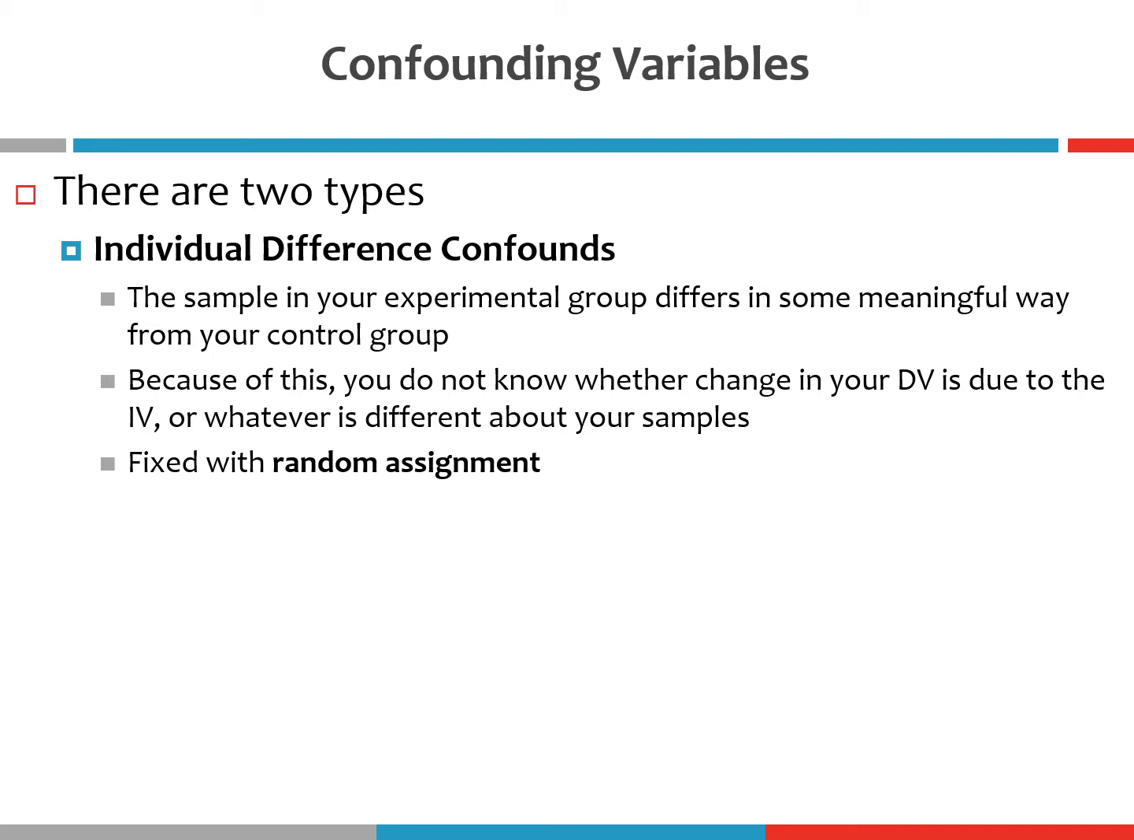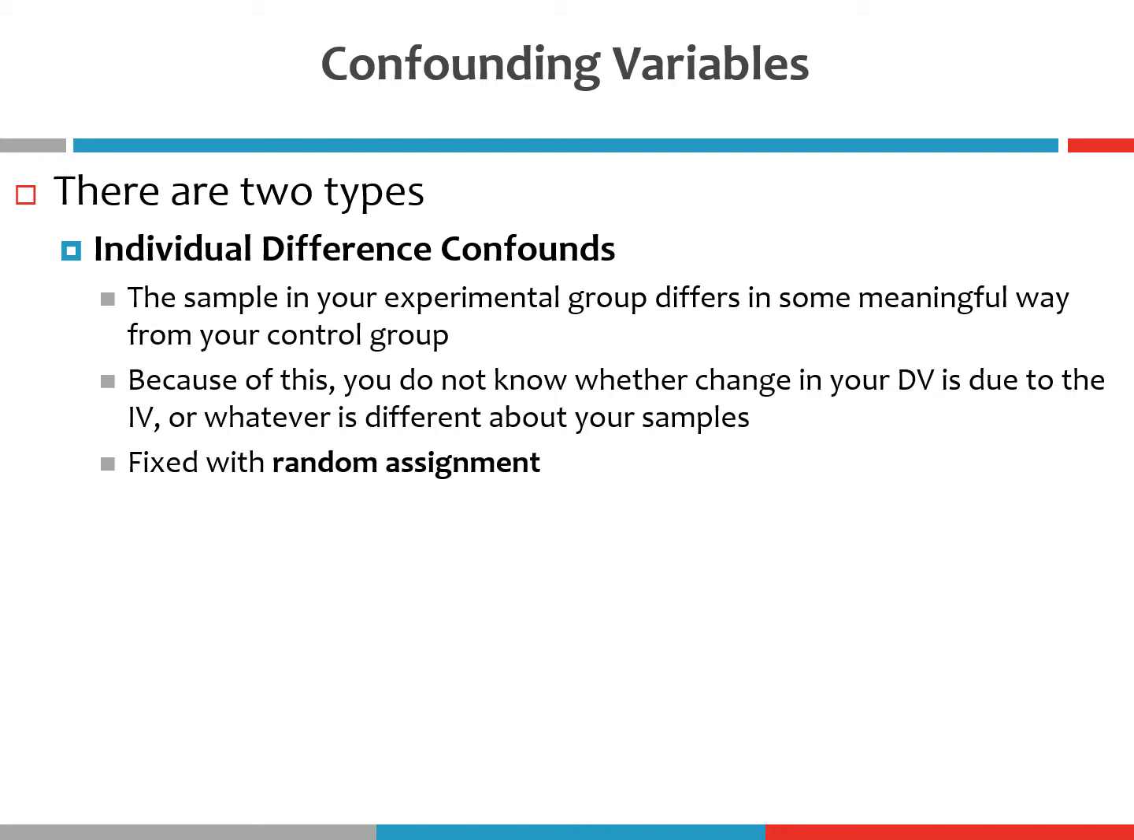So with individual difference confounds, okay, the sample of participants that you utilize in your experimental condition or your experimental group differs in some significant way when compared to your control group, right? So in our example that we just worked through, all of the children in the experimental group were from a university daycare, while all of the children in the control group were from a community-based daycare, right?